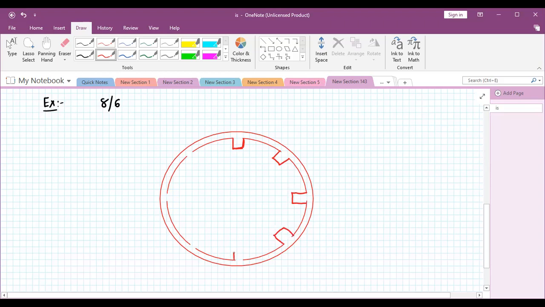What is the pole pitch? Can anybody tell me what the pole pitch is in this case of the stator? Yes, 45 degrees. How does it come, Akash? Stator pole pitch is equal to 360 divided by the number of poles, so 45 degrees.